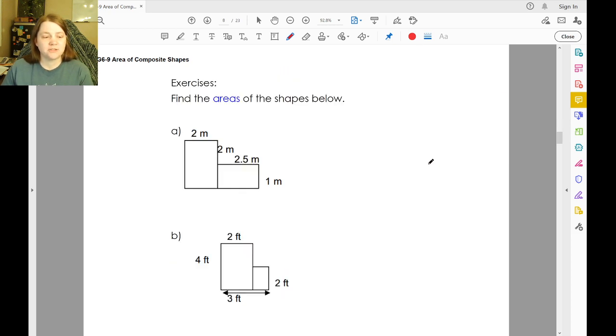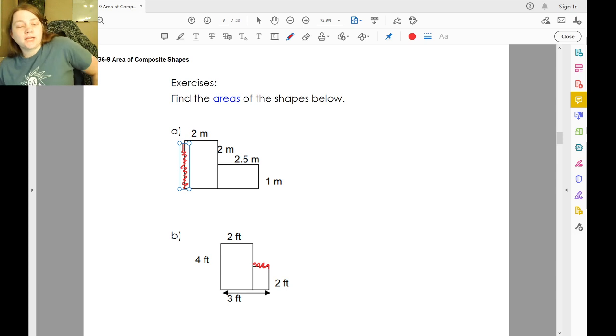We have some practice shapes here that we can also find. I would like you to try to figure out this measurement right here. And I'd also like for you to look for this measurement right here. Go ahead, pause the video. When you come back, we'll talk about it.